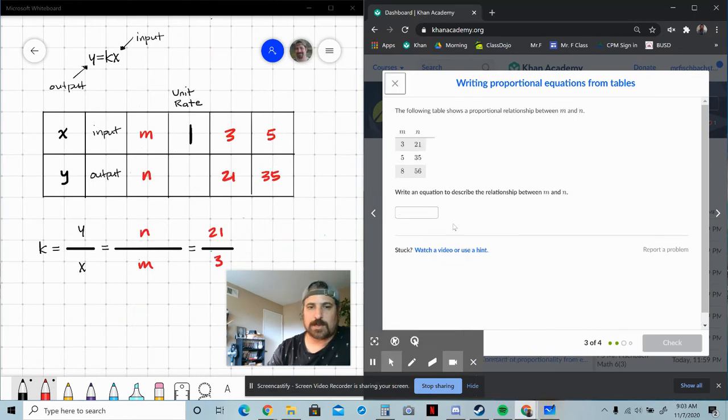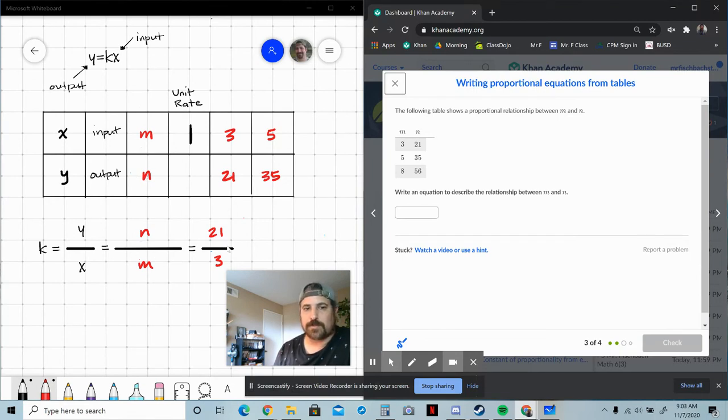Okay, guys, I'm back. I set the problem up so we can just see it quickly. So it says the following table shows a proportional relationship between M and N. So I'm going to say M is our input and N is our output. Like I said, it doesn't matter what you choose in this case as input and output. It just changes the equation that you're going to get, right? So in this situation, I'm going to do M as my input and N is my output. So that means the ratio of N over M is my constant, my multiplier.